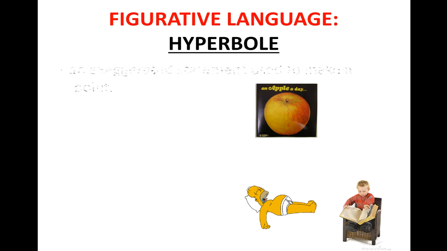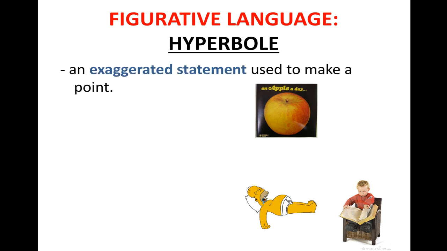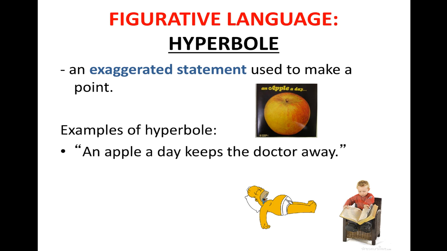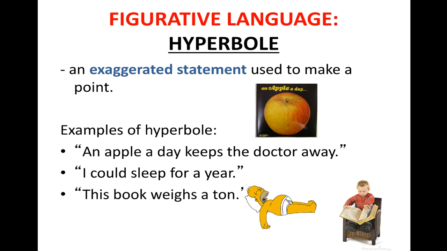Next one is hyperbole. Hyperbole is an exaggerated statement used to make a point. For example, an apple a day keeps the doctor away. We exaggerated a lot. We made it so big, so huge, so important. I could sleep for a year. It is not possible. We just exaggerated. Or this book weighs a ton. Again, it's just an exaggeration.